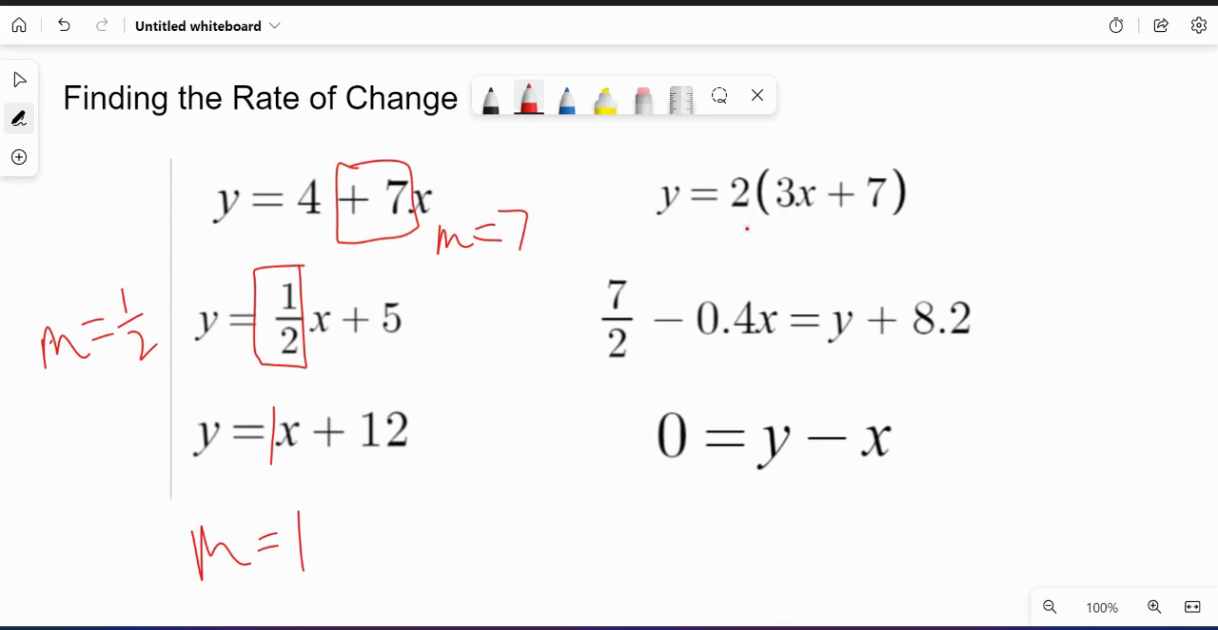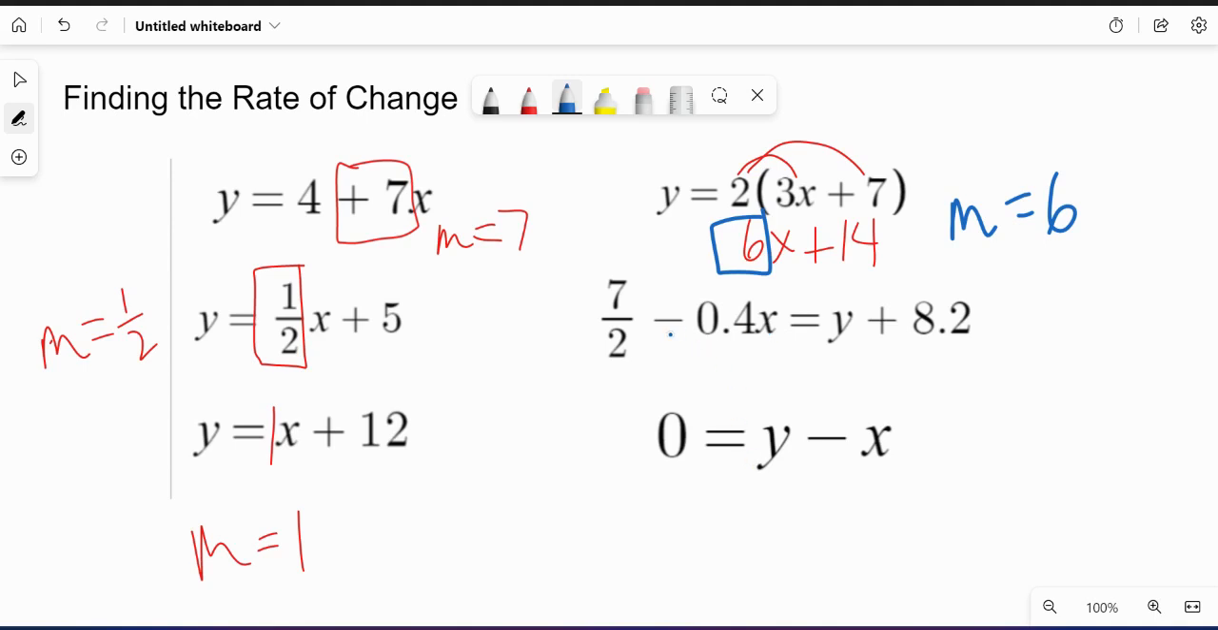This one, you have to distribute first. You could say it's 3x, but it has to be simplified first. So if I multiply 2 times 3x, that is 6x. And then 2 times 7, that's 14. Now my slope is 6. Okay, and slope is another term for rate of change. That's why I said that.